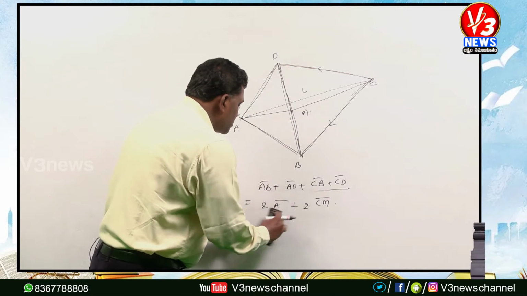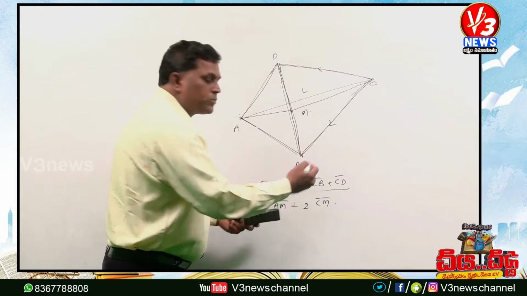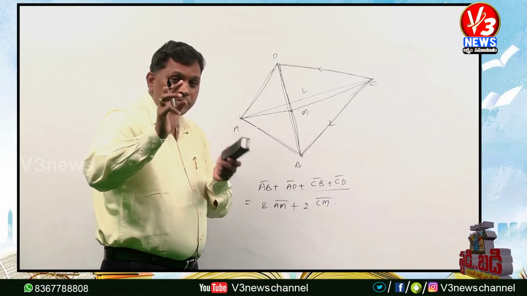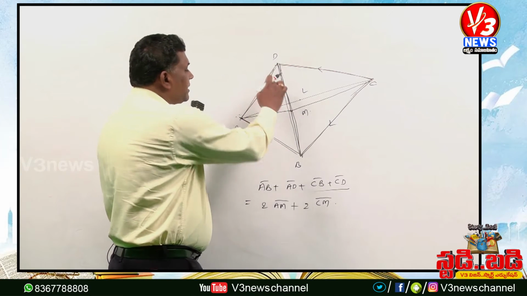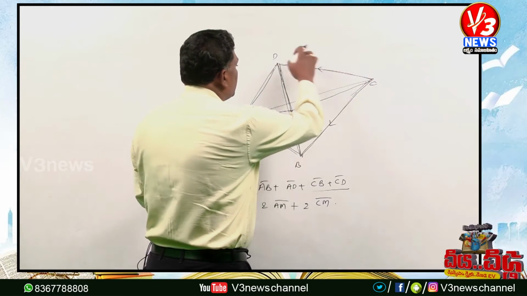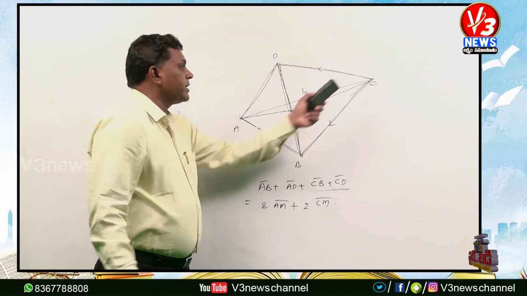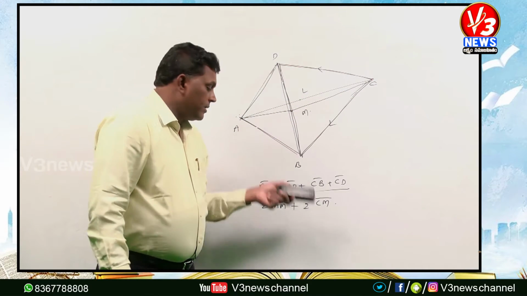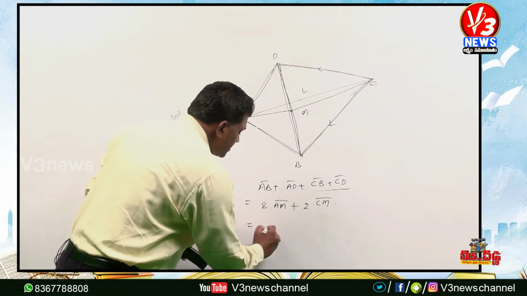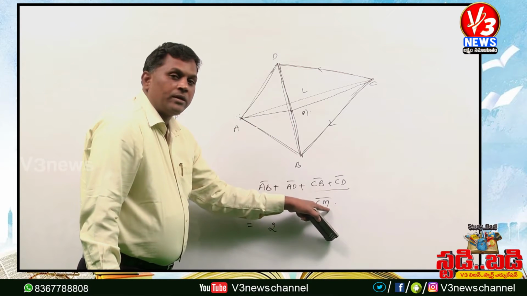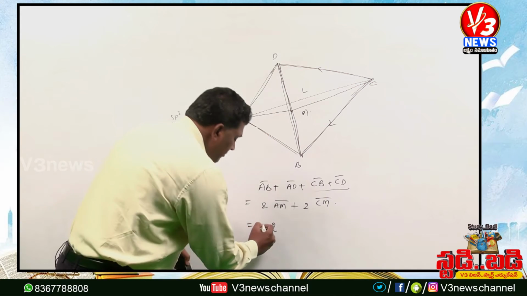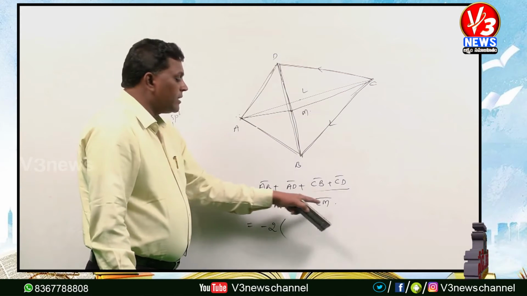So here twice AM bar plus twice CM bar will come. I am using the median property twice here, once in triangle ABD and a second time in triangle CBD taken from vertex C. Now in both of these, take 2 common, this is AM bar and this is CM bar.